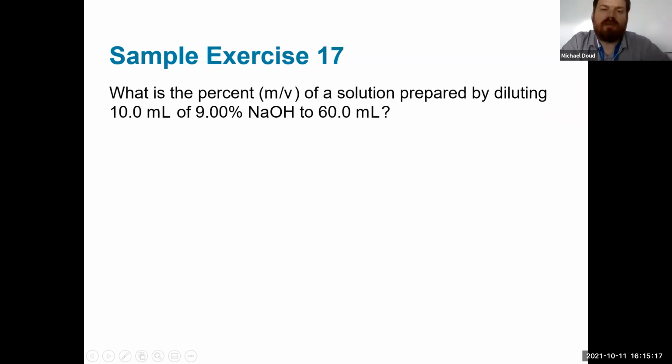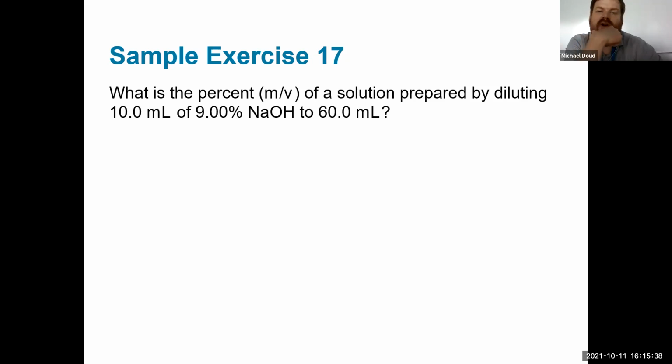Okay, now you try this. What is the percent of a solution prepared by diluting 10.0 milliliters of 9.0% sodium hydroxide to 60.0 milliliters? Go ahead, pause the video here. And when we come back, we'll look at the answer. Pause. Okay, and we're back.